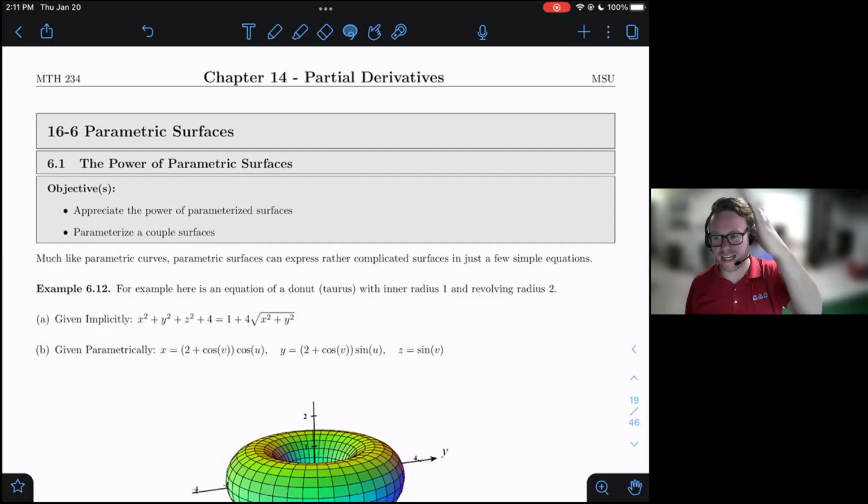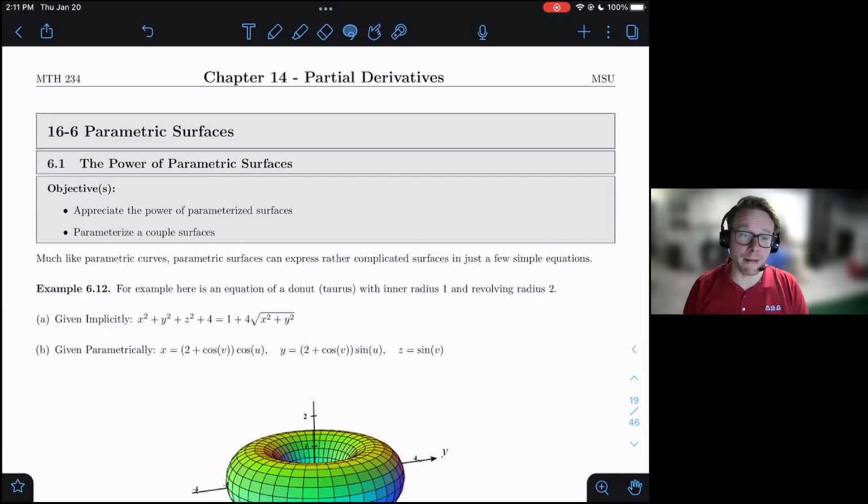Otherwise, it's just kind of this exponential scale of difficulty right up into chapter 16. So we're getting some of the more complicated stuff out of the way as early as we can here. So that's why we're talking about parametric surfaces seemingly out of the blue, right?